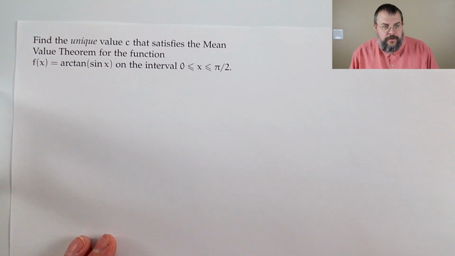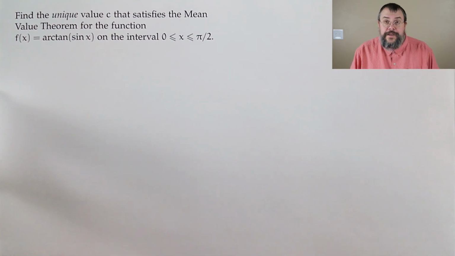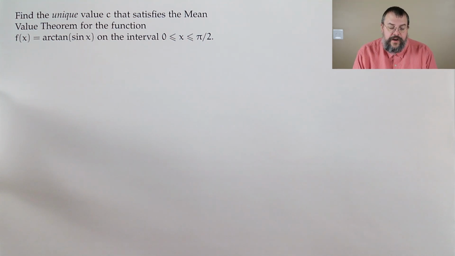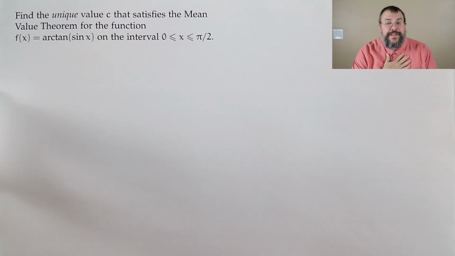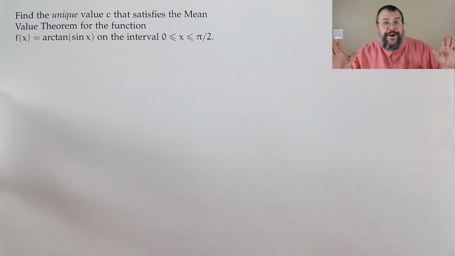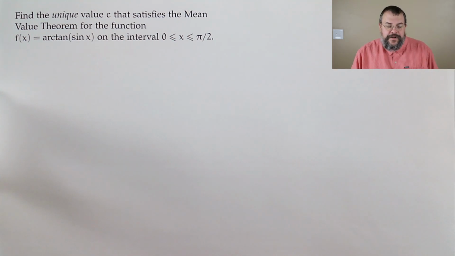All right, well, find the unique. Okay, this is going to be very different. This time, there's only going to be one unique value c that satisfies the mean value theorem for the function f of x equals arctangent of sine of x between 0 and pi over 2. This is one of my favorite problems. And you might say, of course you're going to say that, and it involves arctangent. That's part of it. But I don't want to give too much away. When you see the answer, you're like, wow. It's one of those things that you would never think that we could figure out.